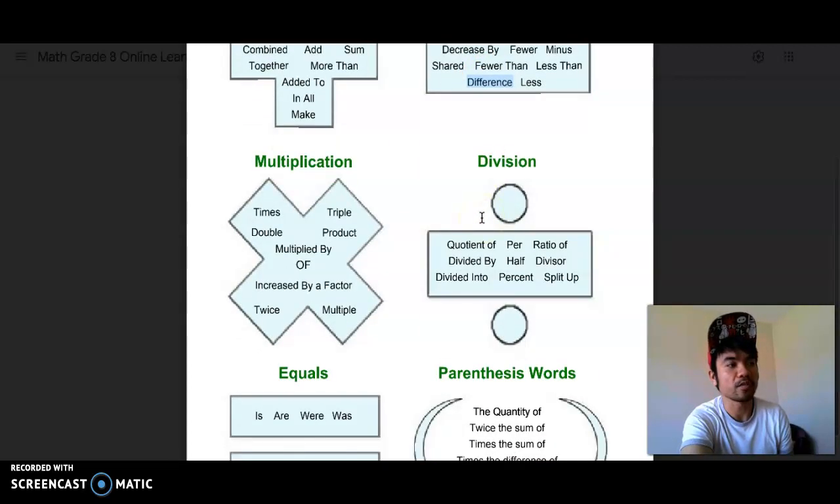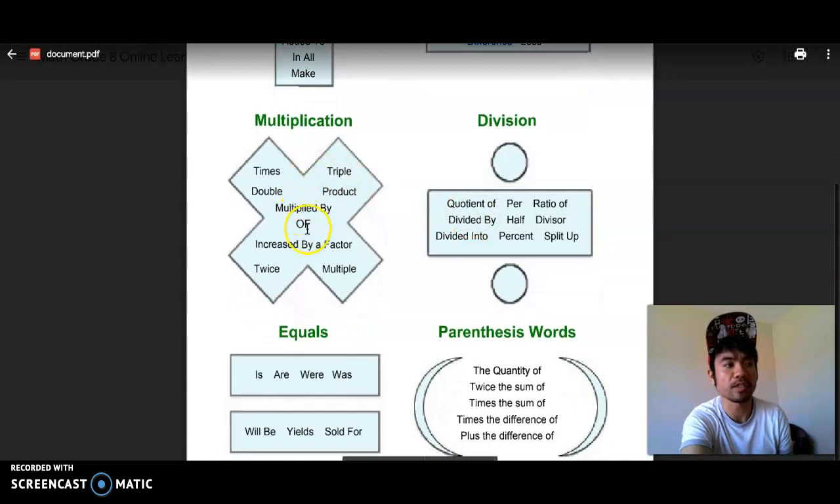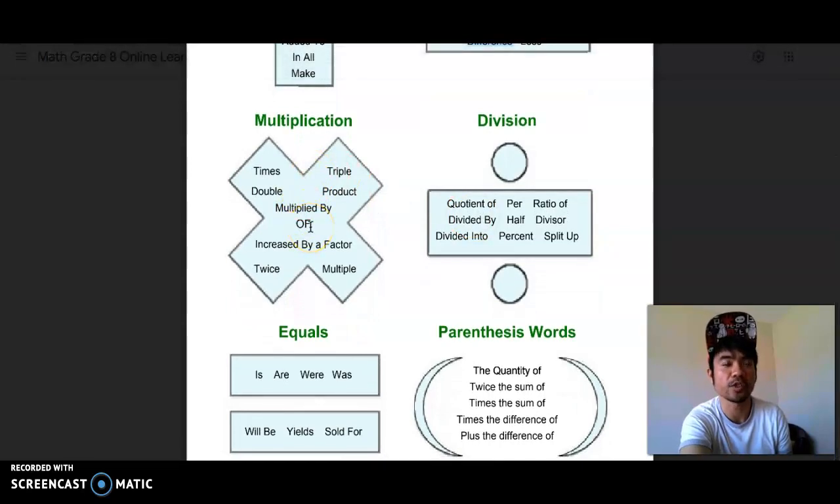Now let's think of multiplication. For fractions, for the fraction unit we learned, please know the word of. Again, you know this: times, double, triple. You must also know product for multiplication. Okay, that's it. So let's look at division.